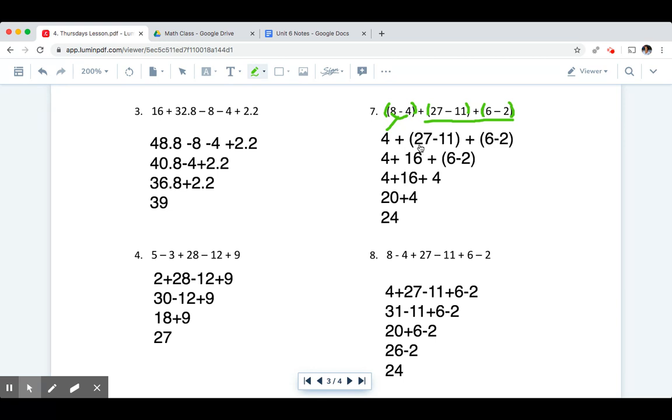Next, the next set of parentheses is 27 minus 11, which is 16. Then I rewrite the rest. Next set of parentheses is 6 minus 2, which is 4, and rewrite everything else. Now we only have addition happening with no more parentheses because we solved all of them. So we can do from left to right. 4 plus 16 is 20. And 20 plus 4 is 24.